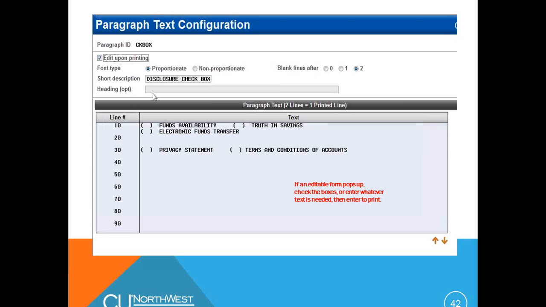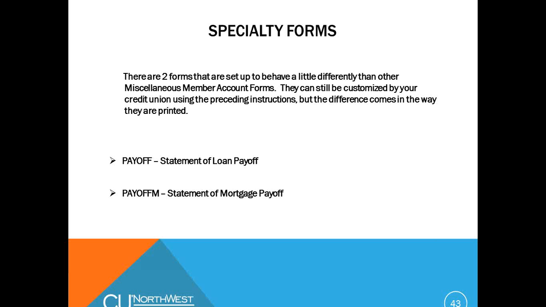Specialty forms. There are two forms that we discussed earlier that behave a little differently than other miscellaneous member account forms. They can still be customized by your credit union using the preceding instructions, but the difference comes in the way they are printed. Payoff statement for your consumer loans, and payoff M statement, which is your statement of mortgage payoff.